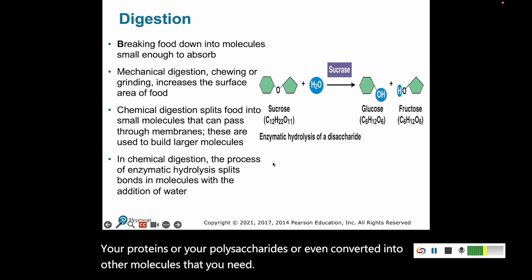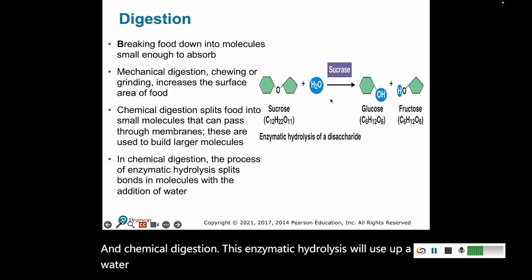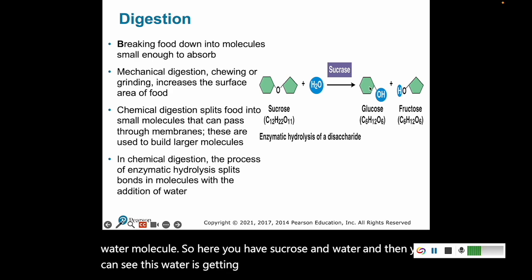In chemical digestion, this enzymatic hydrolysis will use up a water molecule. So here you have sucrose and water, and then you can see this water is getting split with the OH being added to the glucose and the H being added to the fructose.